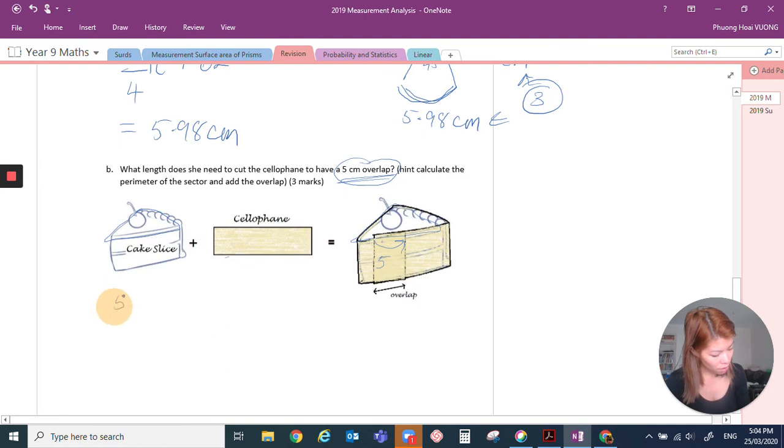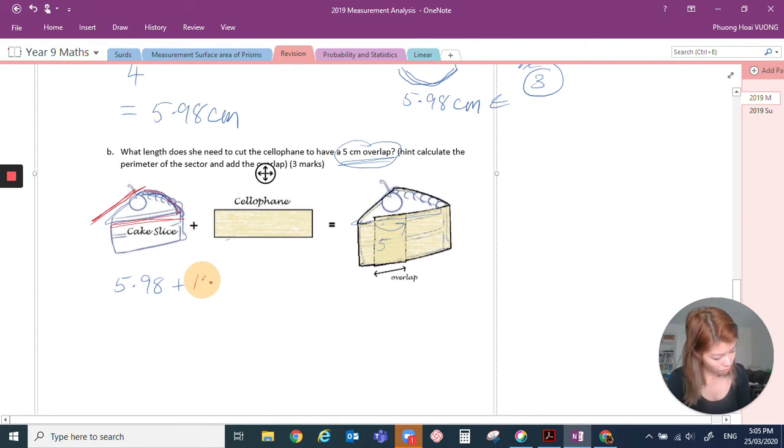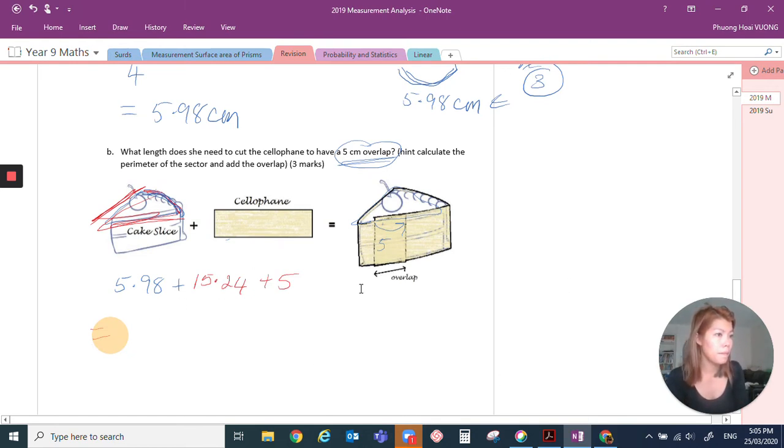We have 5.98 is the arc, plus, maybe I'll use a different color so you can see better. So 5.98 is this arc here, plus 1 radius and 2 radius, which is just our 15.24, and then after the 2 sides are added, we need the 5 centimeters. So in total we have 26.22 centimeters in its length. So make sure your units are correct.